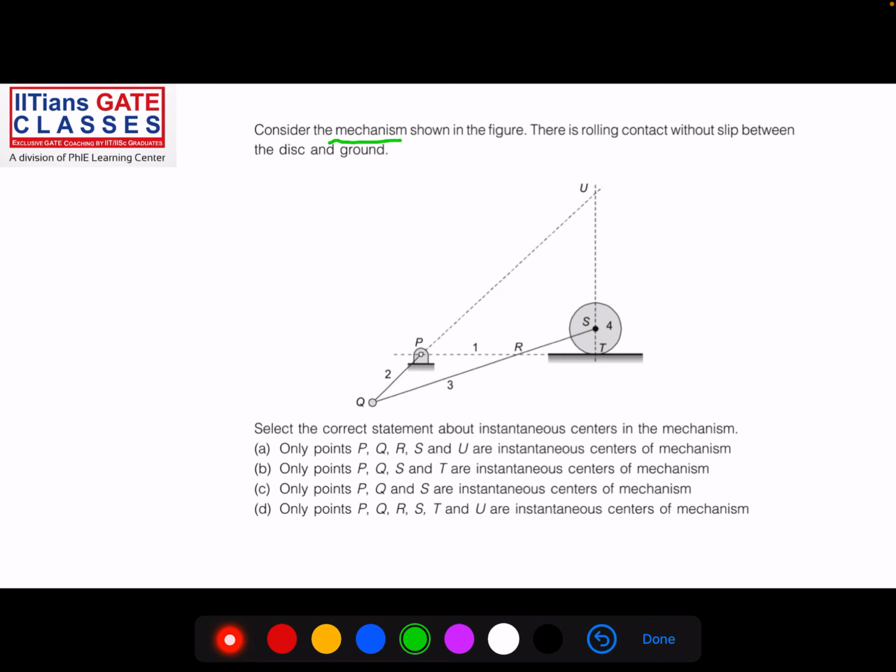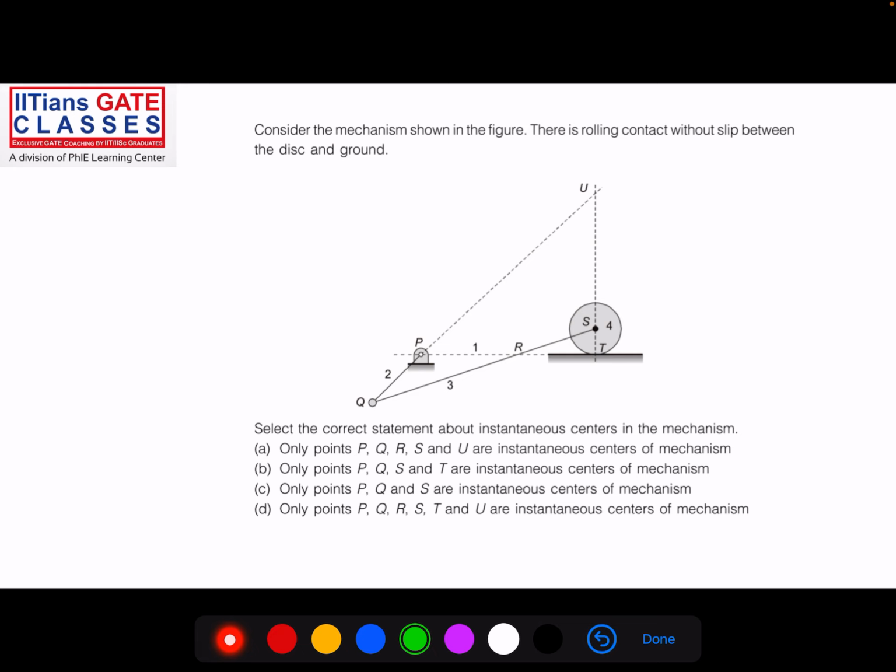is: consider a mechanism shown in the figure. There is a rolling contact without slip between the disc and the ground. So this is the disc and this is the ground, and there is a rolling contact between them. Select the correct statement. Basically, they are asking you about the instantaneous centers. Which points are instantaneous centers?